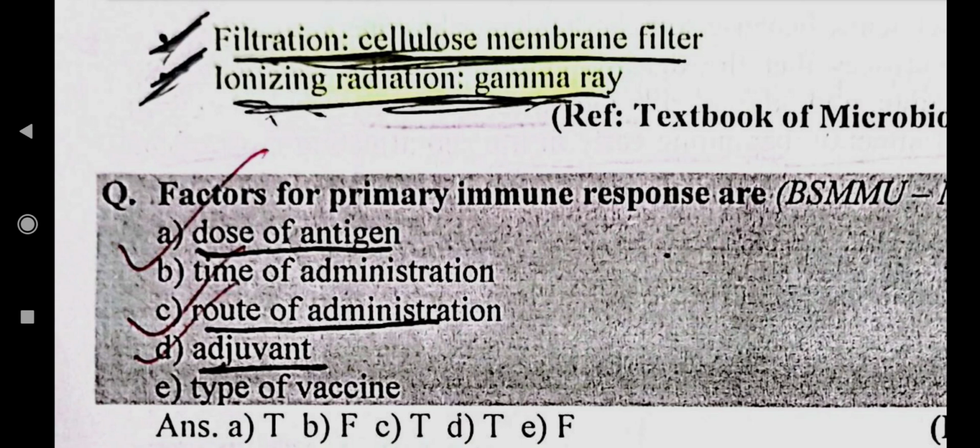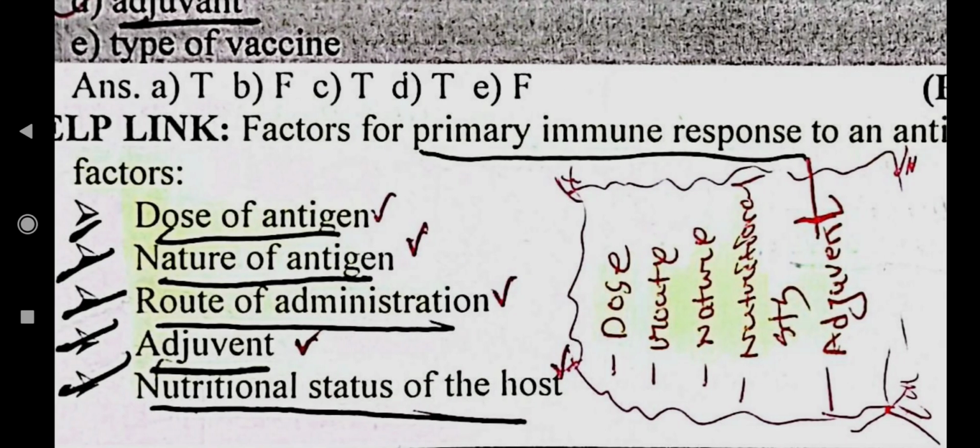Factors for primary immune response are. True answer: dose of antigen, route of administration, adjuvant. False answer: time of administration, type of vaccine. Factors for primary immune response: dose of antigen, nature of antigen, route of administration, adjuvant, nutritional status of the host.